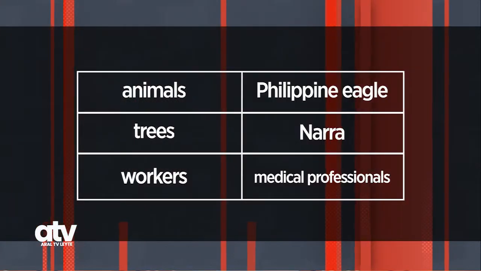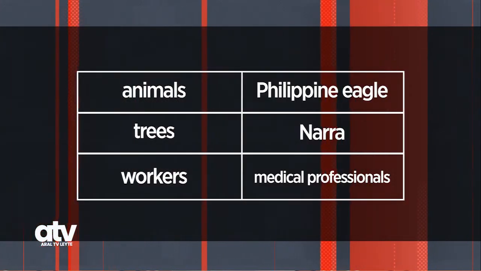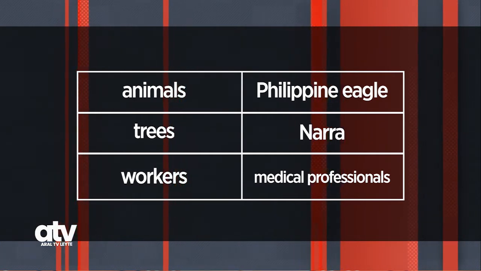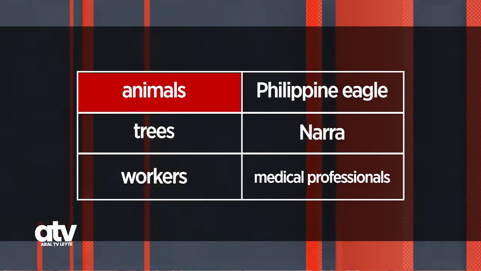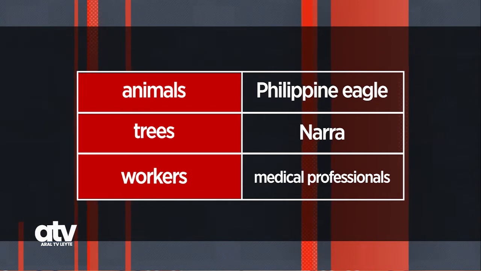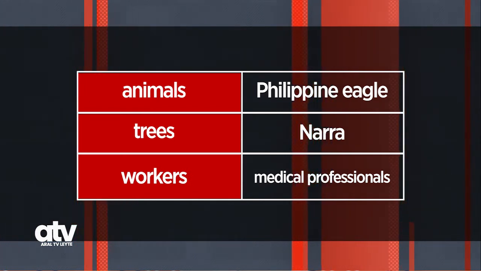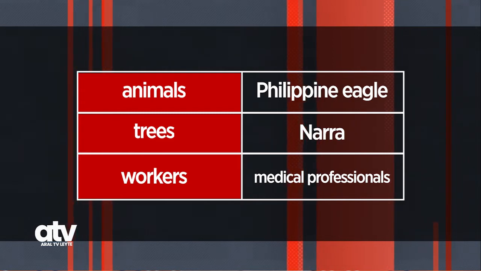Fantastic. You were able to identify the subjects in the sentences. Now, let's go back to your answers. Which among the words have the bigger idea? That's great! Animals, trees, and workers have broader scope compared to Philippine eagle, Nara, and medical professionals.